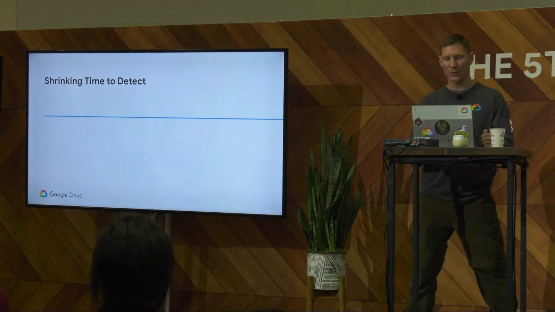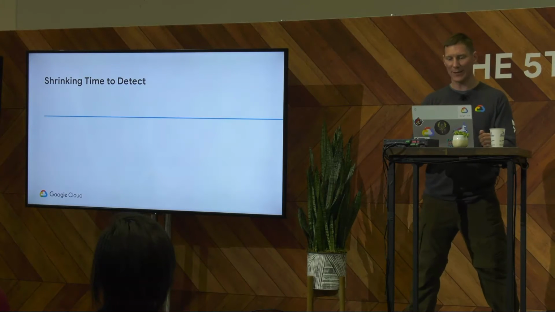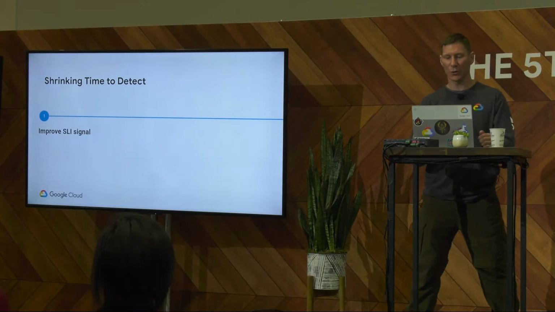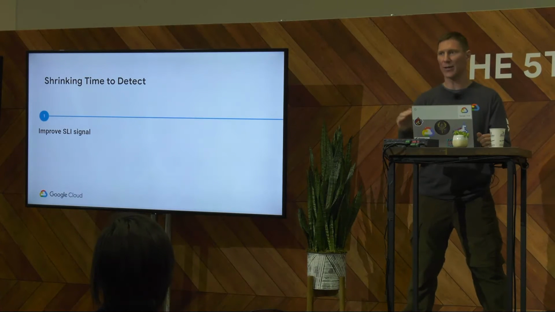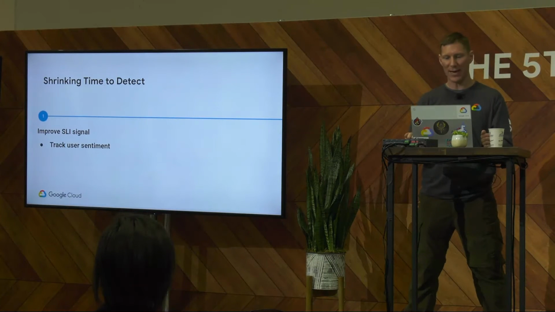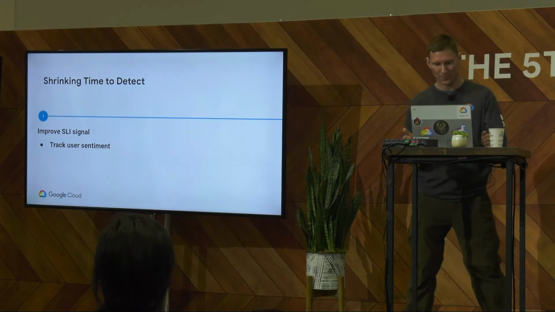All right, so we have another good rule of 3 here for shrinking time to detect. First off, you need a good signal-to-noise ratio for your SLI. That's your service level indicator, what your SLO is based on. You know whether you have a problem because of your SLIs. Good SLIs only move up or down when your users are actively getting happier or sadder. If this isn't true for the SLIs that you have, you need to fix them.